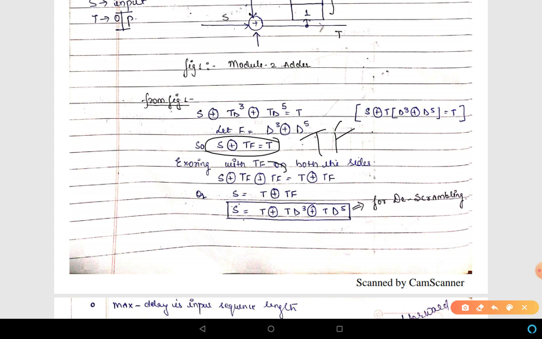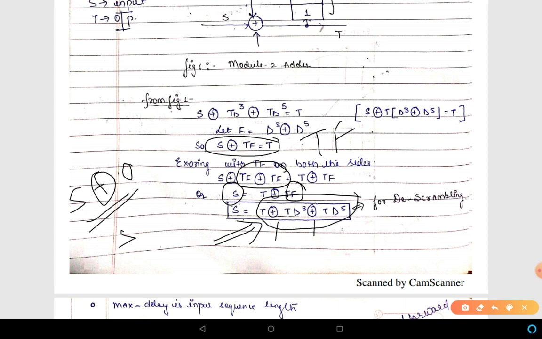Now what is TF XOR TF? It is to be remembered that this is modulo 2 addition, so TF XORed with TF is 0, and S XORed with 0 is S. So we get S on the left-hand side, and putting the value of F on the right-hand side we get the equation S equals T modulo 2 addition TD^3 modulo 2 addition TD^5. What I mean to say is, if T is given and I implement this equation, then what I'll get is S.